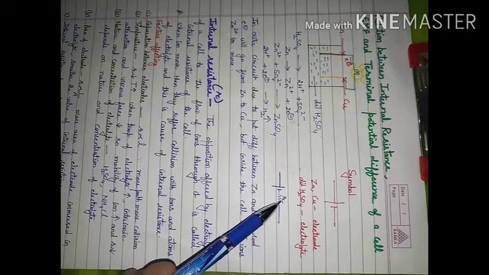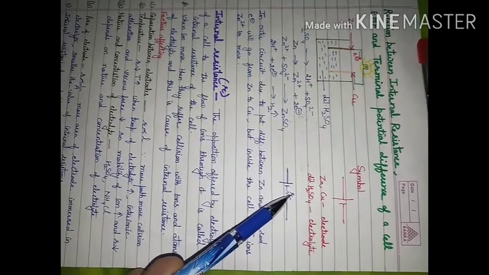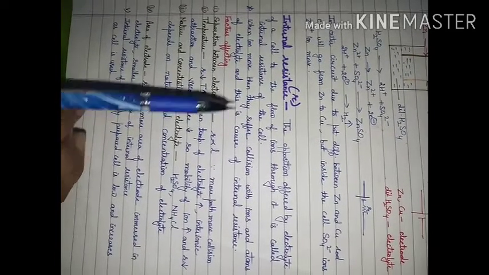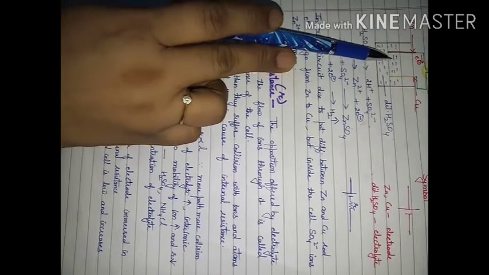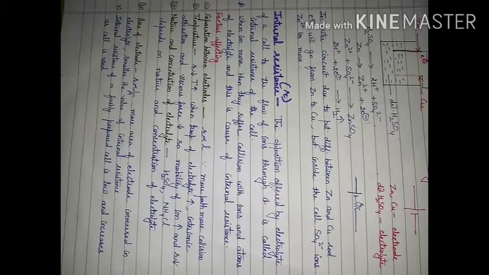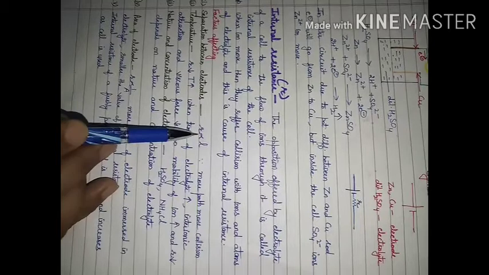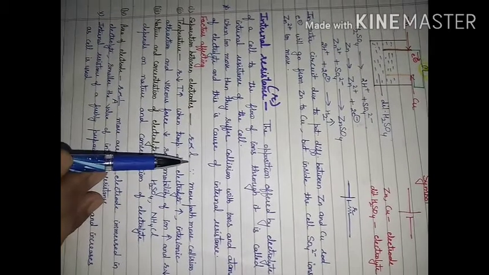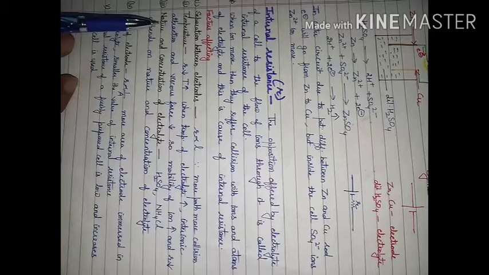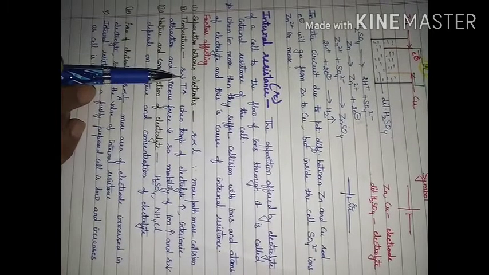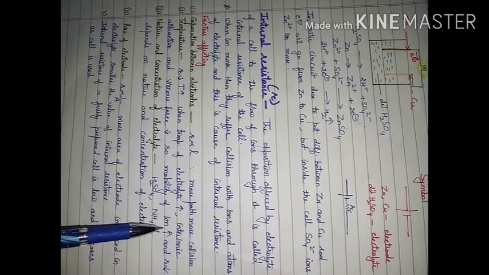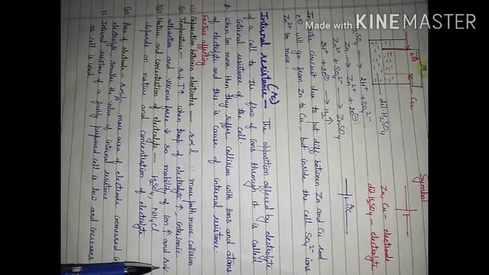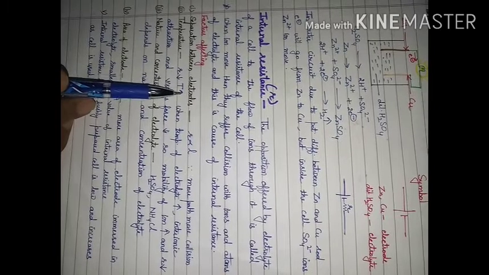Let us discuss on which factors this internal resistance depends. It depends on the separation between electrodes. The greater the gap between electrodes, the more path the ions have to travel, the more collisions, so internal resistance will increase. So internal resistance is directly proportional to the separation between electrodes. If you increase the temperature, internal resistance will decrease because viscous force will decrease and mobility of ions will increase. So internal resistance decreases as temperature increases.